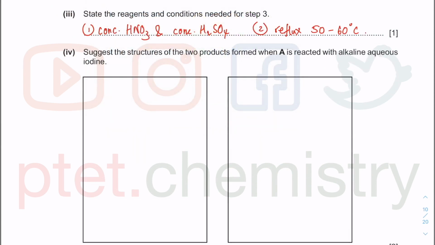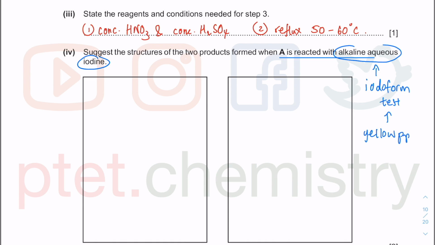Suggest the structures of the two products when A is reacted with alkaline aqueous iodine. Alkaline aqueous iodine is the classic iodoform test. So the iodoform test will give you a yellow precipitate. This yellow precipitate is triiodomethane. You also know it as iodoform, triiodomethane there. And where does this carbon come from?